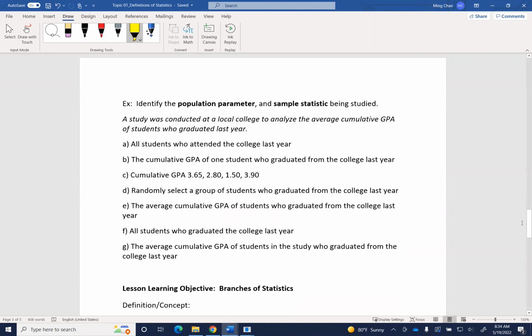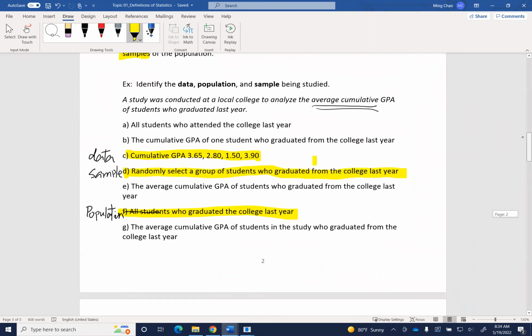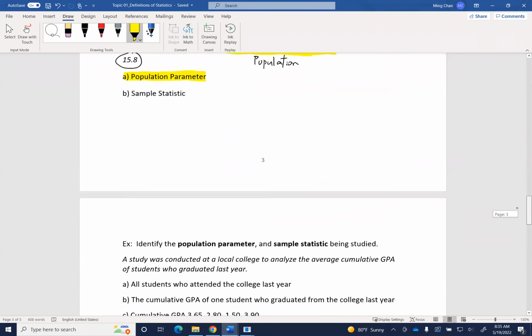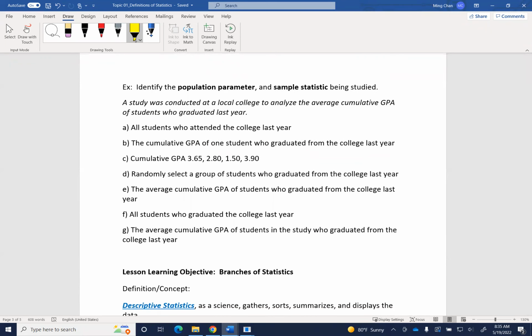Let me propose another scenario. Okay, a study was conducted at a local college to analyze the average GPA of students who graduated last year. So these are the same choices as before. The ones we did not talk about, if you go back and look, actually mean something else. Like E, for example. This right here, the average cumulative GPA, is a particular numerical value, and that value represents the average cumulative GPA of students who graduated college last year.